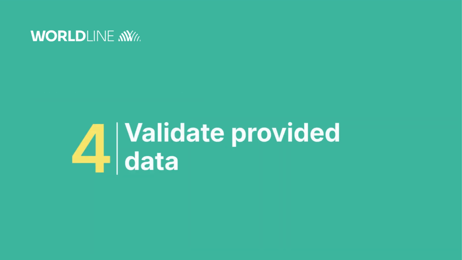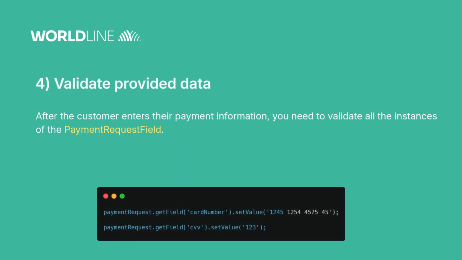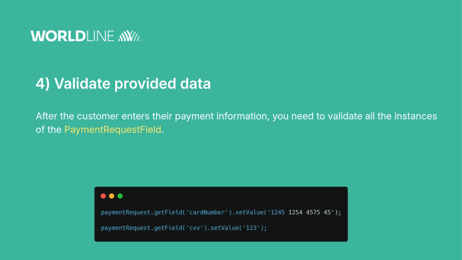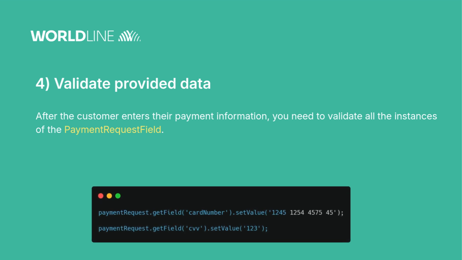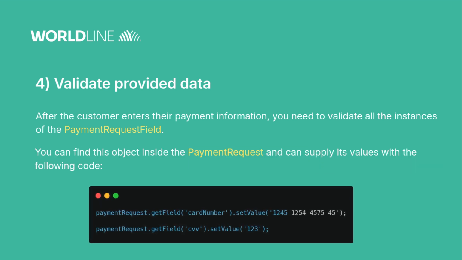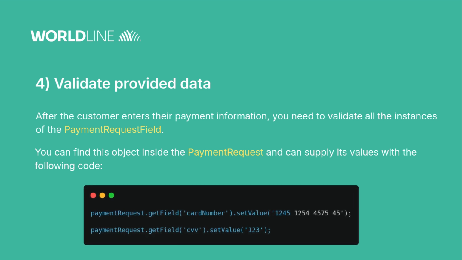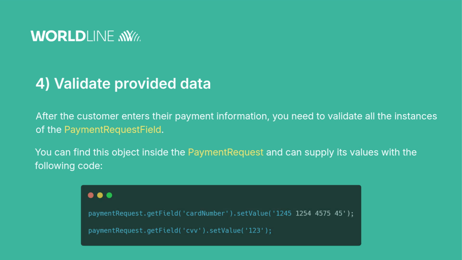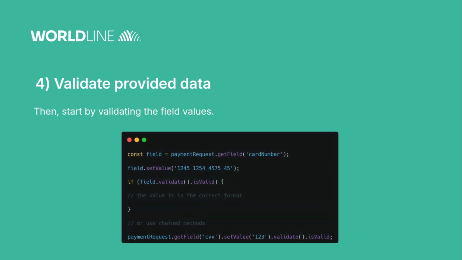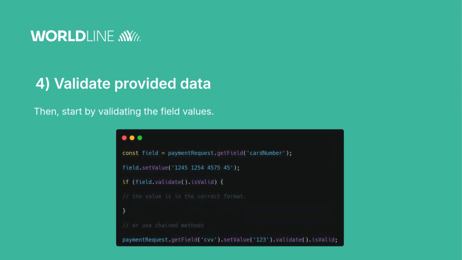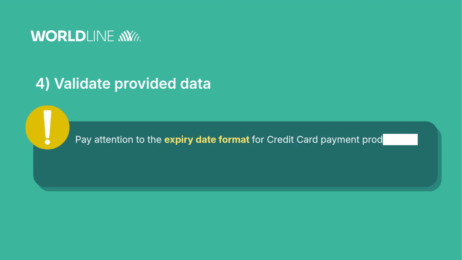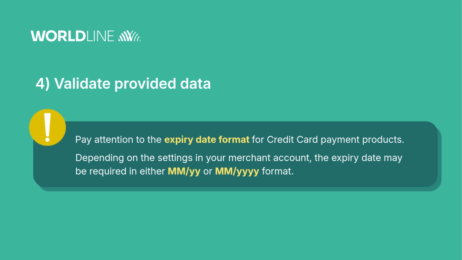Validate provided data. After the customer enters their payment information, you need to validate all the instances of the payment request field. You can find this object inside the payment request and can supply its values with the following code. Then, start by validating the field values. Pay attention to the expiry date format for credit card payment products. Depending on the settings in your merchant account, the expiry date may be required in one of two formats.